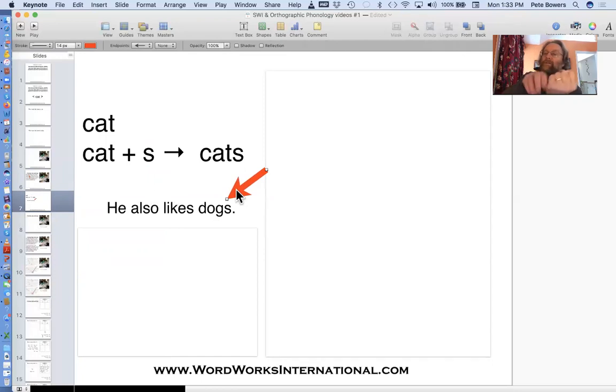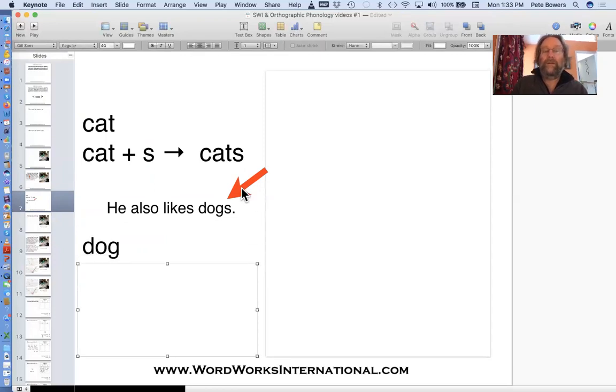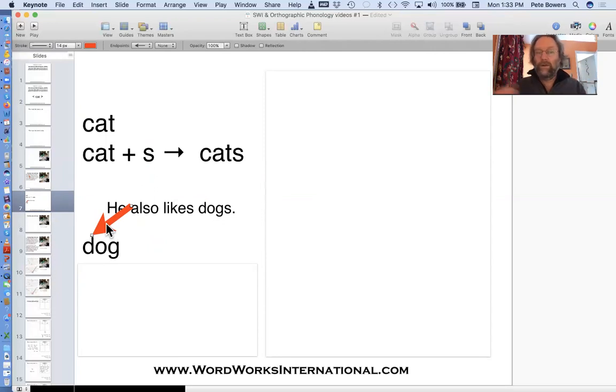Is dog a base or is it complex? I know what a dog is, and that's just spelled D-O-G. And I could talk about the phonology there again. We say dog, which you feel at the beginning, and then we have the O for ah and the G for g, dog. So we have dog. But I don't say he also liked dog, because he doesn't just like one dog, he likes dogs in general.